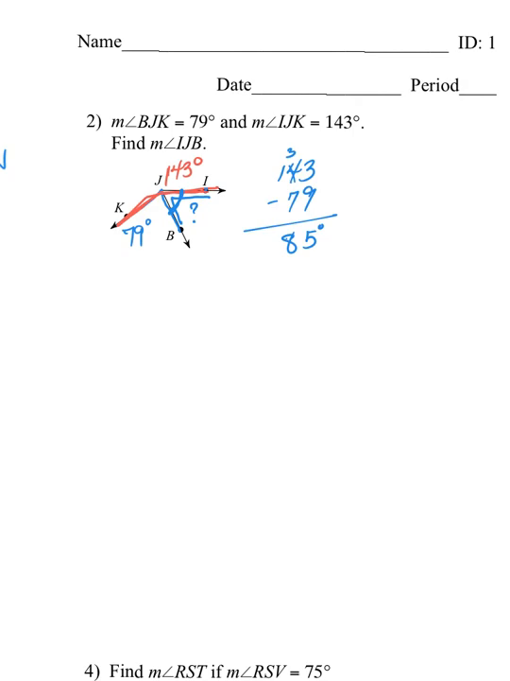Now I can check and see if I did my math correctly by adding 79 plus 85, because remember that together the two smaller angles should add up to 143. Well, 9 plus 5 is 14. Oops, I've already made a mistake. And 7 plus 8 is 15, and so I made a major calculation error. Oh my goodness. Okay, so let's try this again. So clearly I made a subtraction error.